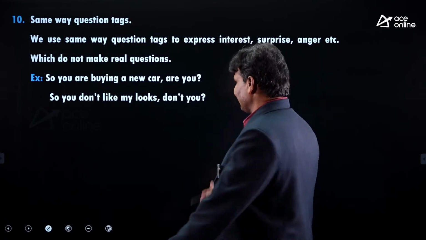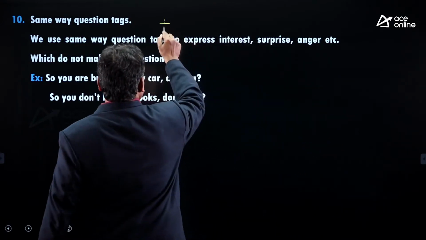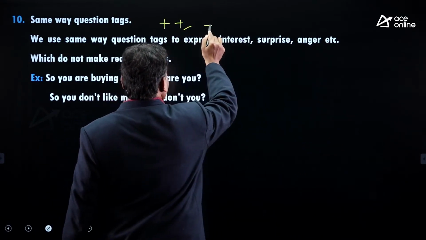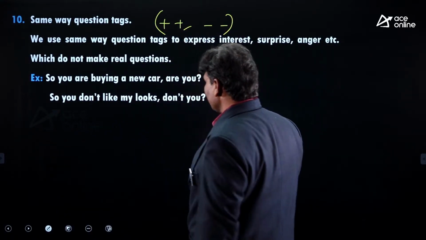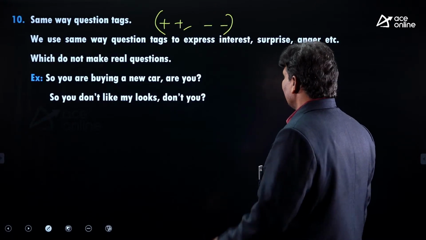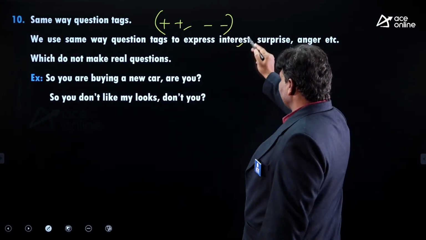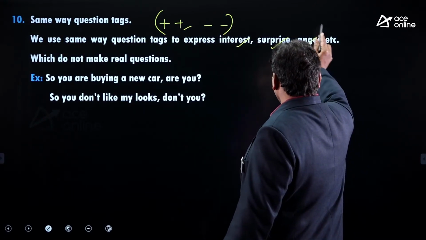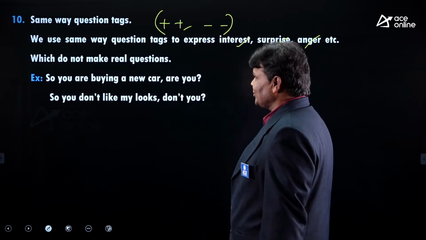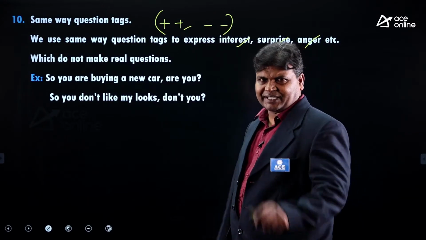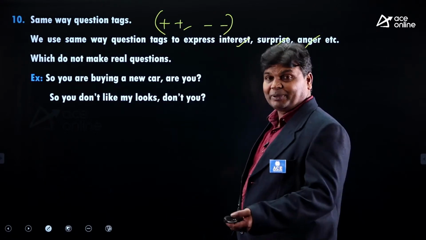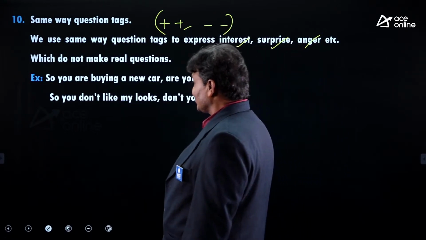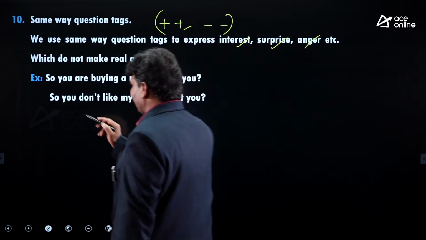What do you mean by same way question tags now? Positive, positive, negative, negative, but when will this be, students? We use the same way question tags to express sometimes interest, surprise, anger, etc., which do not make real questions. They are not real questions, right, students? But they seem to be questions, like, so, you are buying a new car.